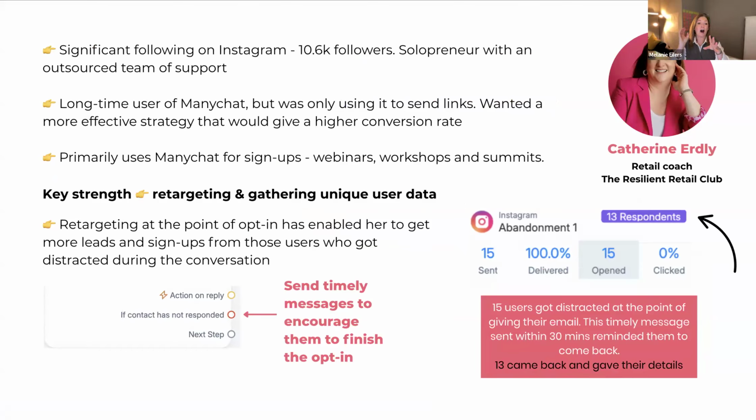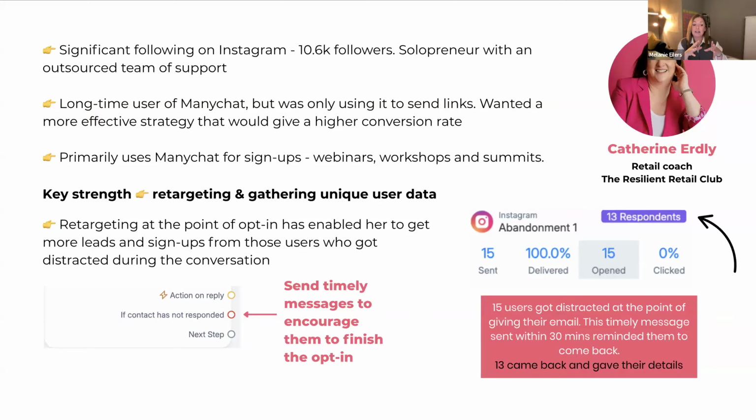And again, she primarily uses Manychat for signups, webinars, workshops, and her Retail Raw Summit that she holds in the spring. A key strength in her strategy was retargeting and gathering unique user data within the DMs. So retargeting at the point of opt-in. So we're coming back now to the importance of that DM opt-in box, the message node that you can build into your flows when you're using Manychat Pro.